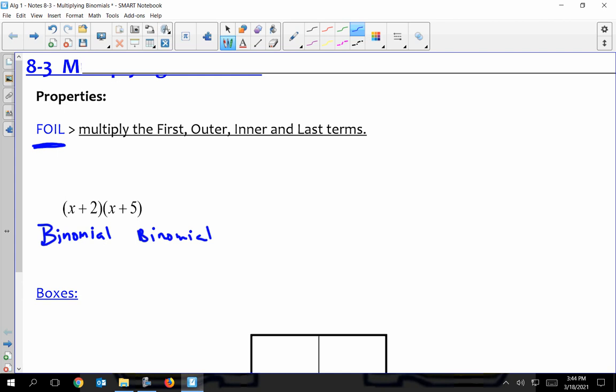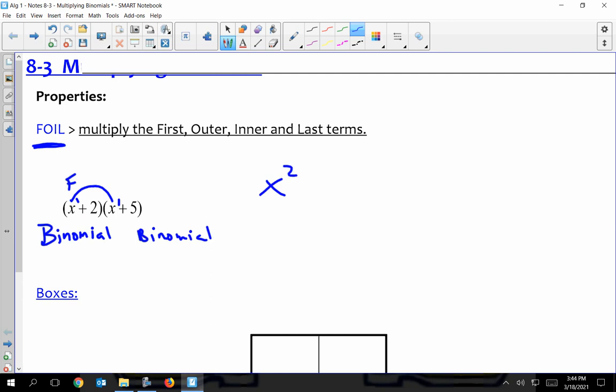Okay. So the F in FOIL stands for the first terms in each set of parentheses. So F, and we're multiplying. And you've got to remember back to the previous chapter that when we're multiplying variables, we want to add their exponents. So x times x is x squared.